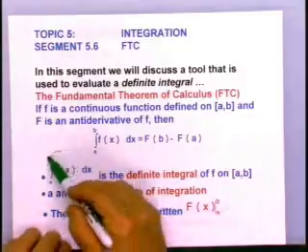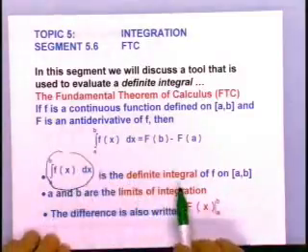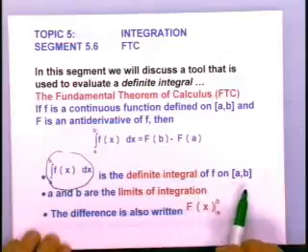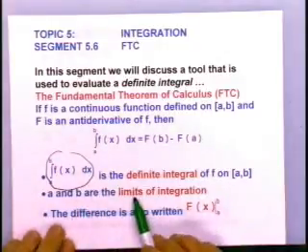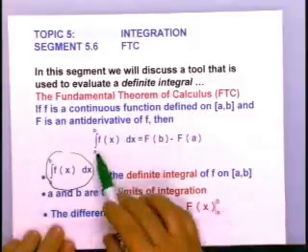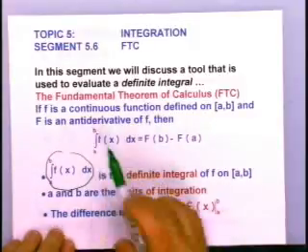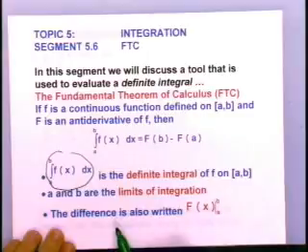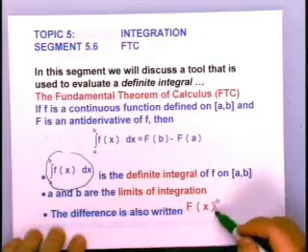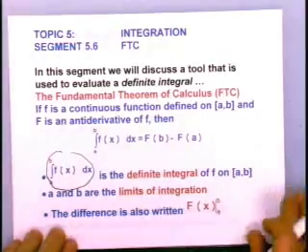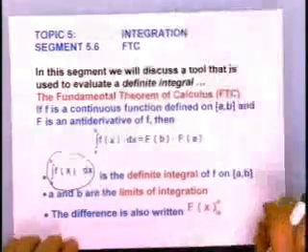This expression is the definite integral of the function on the closed interval from a to b. a and b are called the limits of integration. a is the lower limit in this case, and b is the upper limit. And the difference, F of b minus F of a, can also be written with a vertical bar, F of x, evaluated from a to b. Let's work a problem.